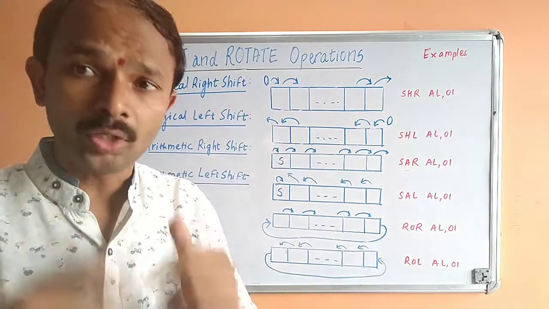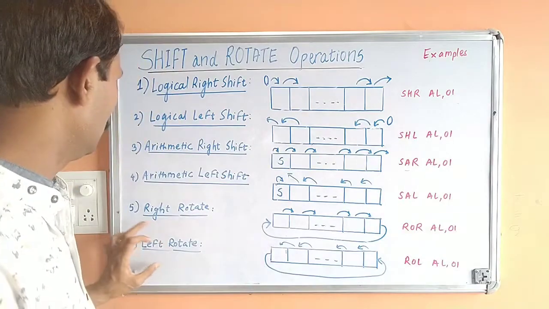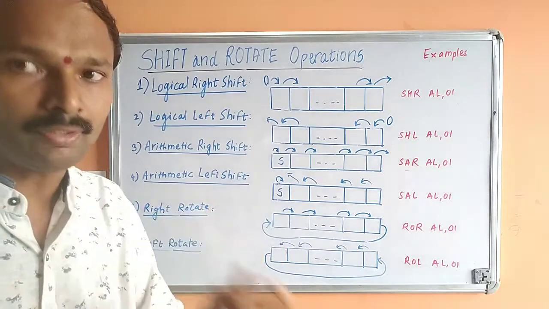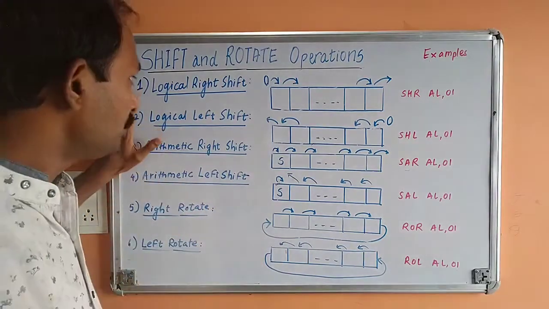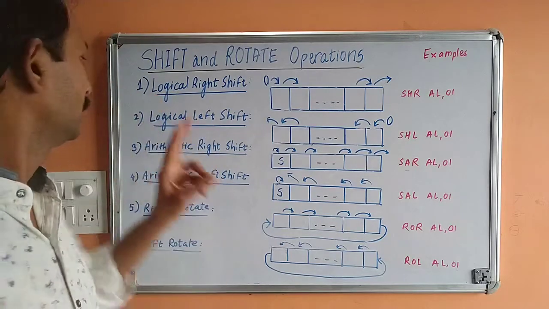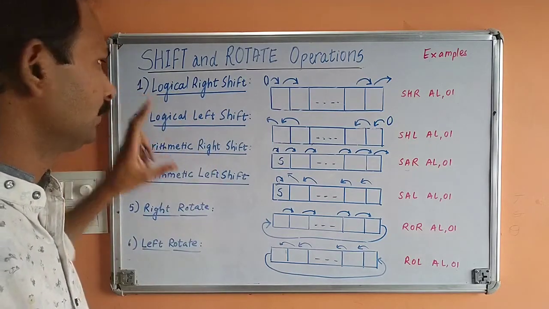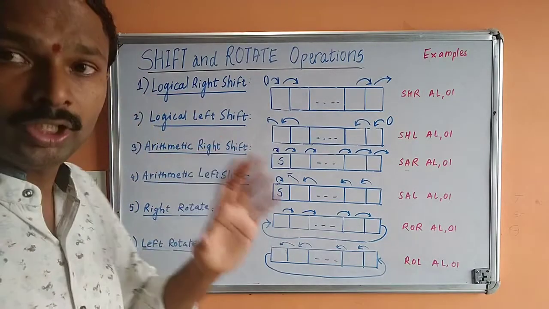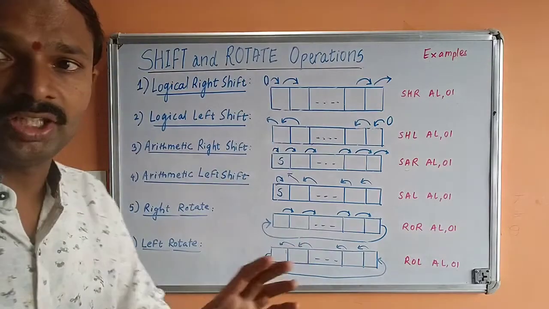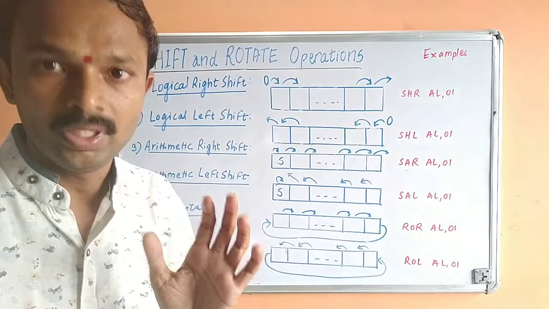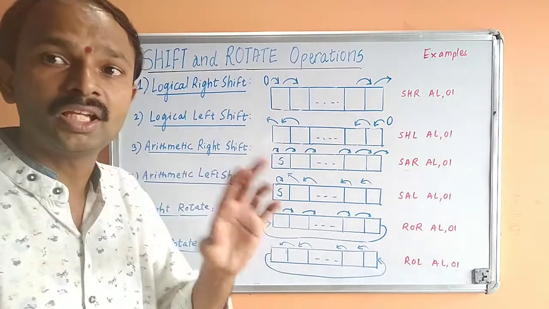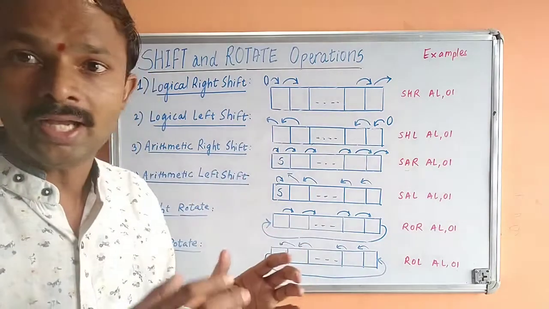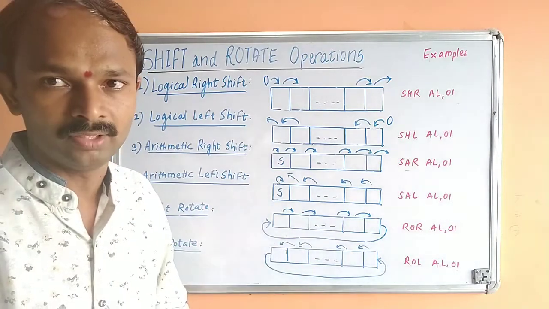In rotation there are basically two types: one is known as right rotate and the other is known as left rotate. First of all, in shifting there are two important types, logical and arithmetic shift. The basic difference between them is that in logical shift we do not consider the sign of the number, and in arithmetic shifting we do consider the sign of the number. Let us understand this with the help of diagrams and instructions as examples.